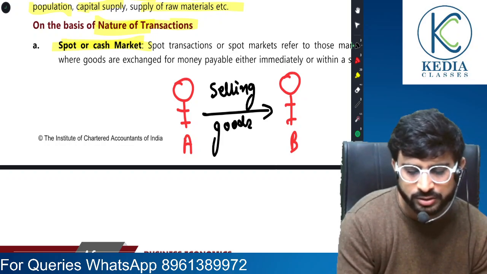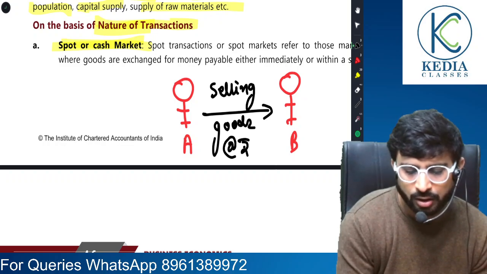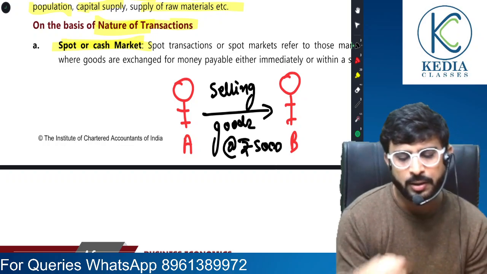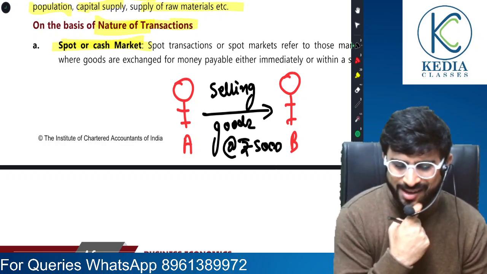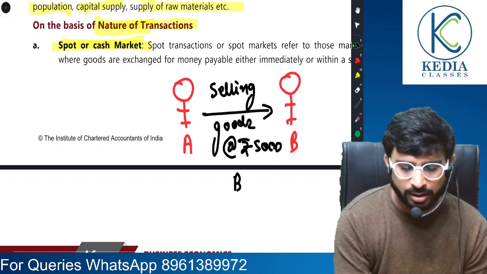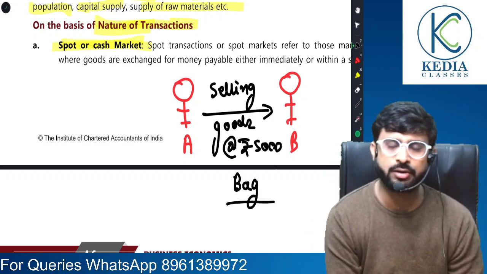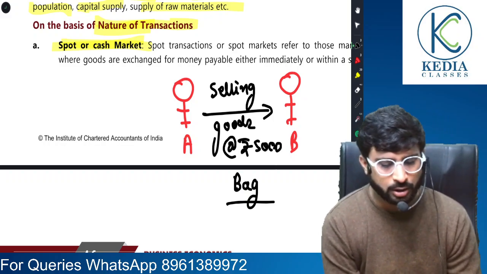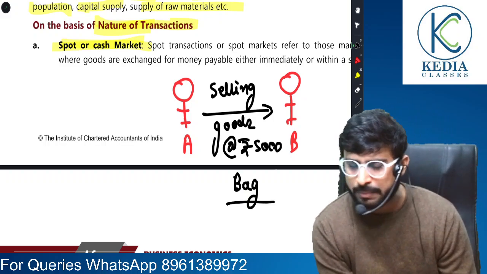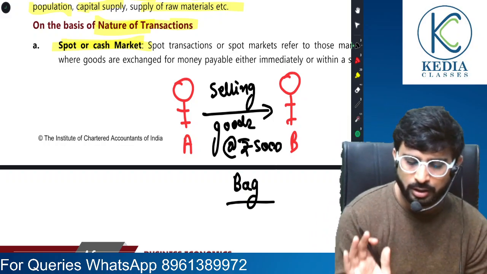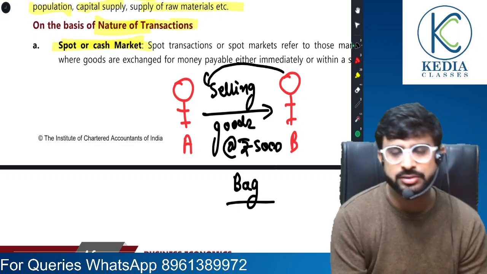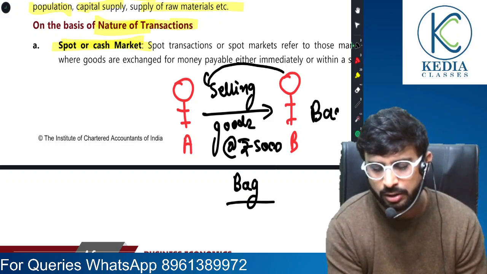A is selling goods at rupees 5,000. B is ready to pay. Let's say we are talking about a bag. Simple. We are talking about a bag that costs rupees 5,000. So A is selling that bag. B pays 5,000 and takes possession of this bag.